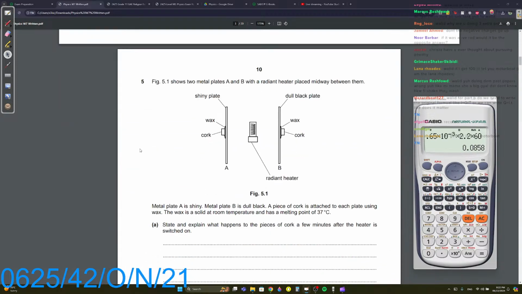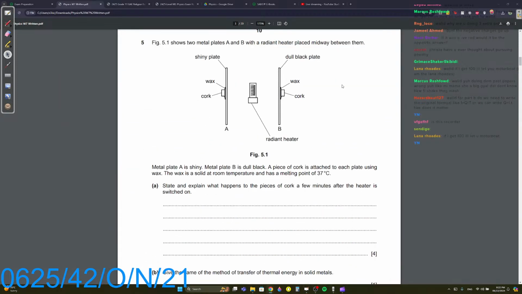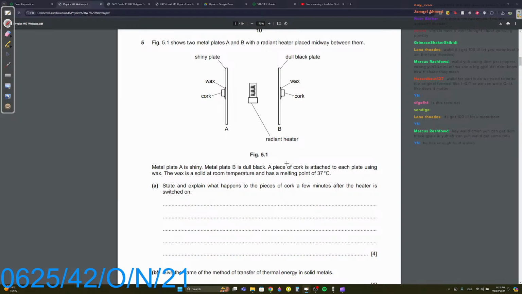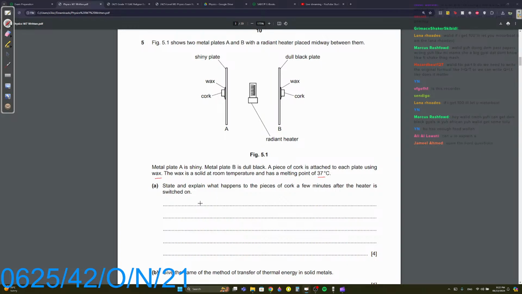Let's see. Question 5. I like this question a lot. This came in a past written part, by the way. Figure 5.1 shows two metal plates, A and B, with a radiant heater placed in between them. Metal A is shiny, metal B is dull black. A piece of cork is attached to each plate using wax. The wax is solid at room temperature and has a melting point of 37 degrees Celsius. State and explain what happens to the pieces of cork after the heater is switched on.